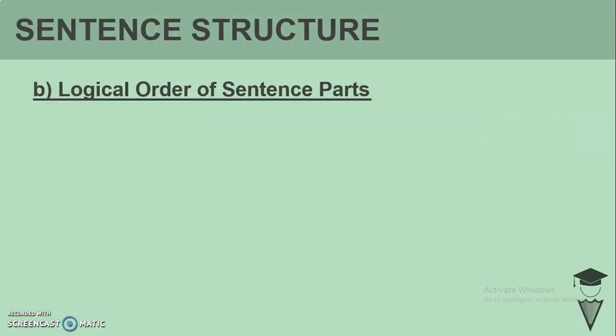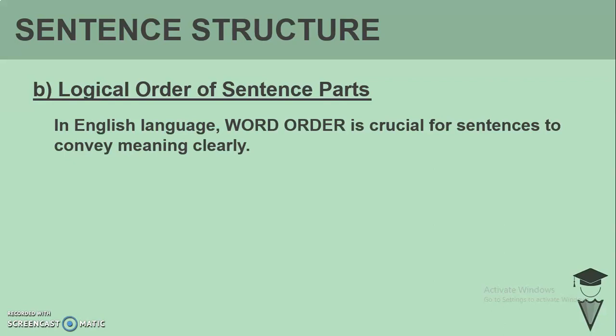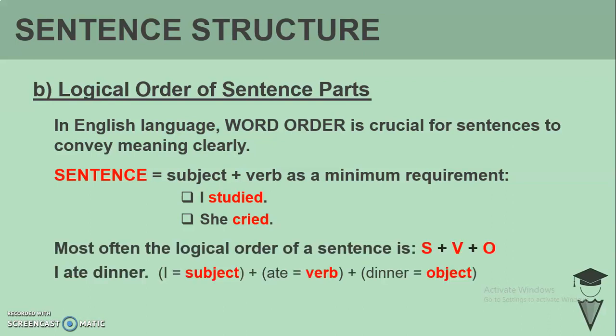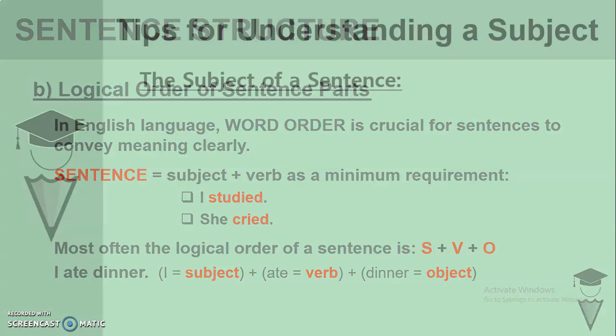Now let's go to the third section, that is the logical order of sentence parts. In the English language, word order is crucial for a sentence to convey meaning clearly. That means that to be a sentence, the minimum requirement is a subject with a verb. So, I studied. She cried. Most often the logical order of a sentence is what we call SVO: subject, verb, object. I ate dinner. As you can see from the example, we have followed the SVO format here.